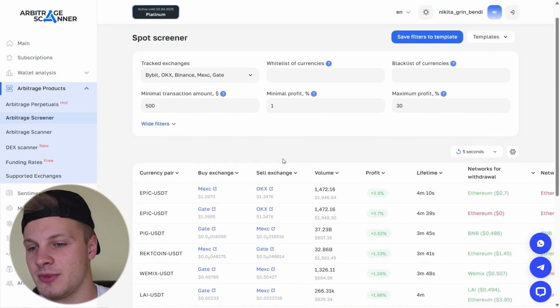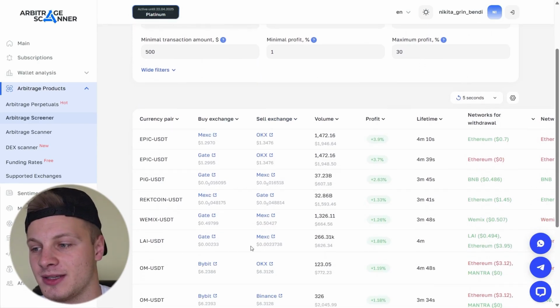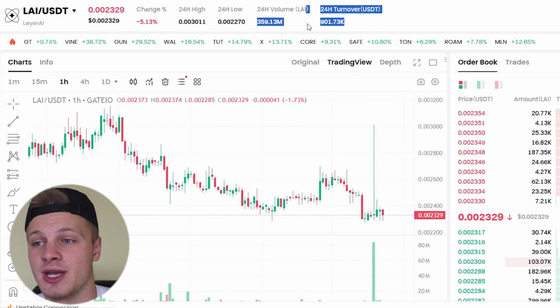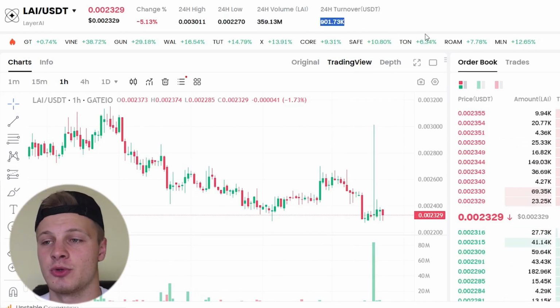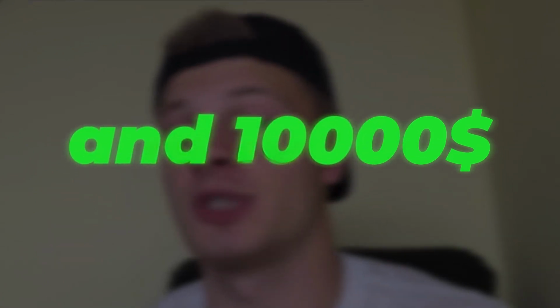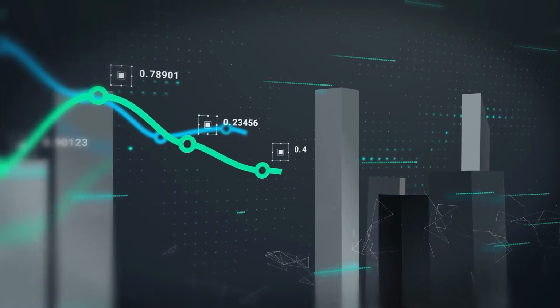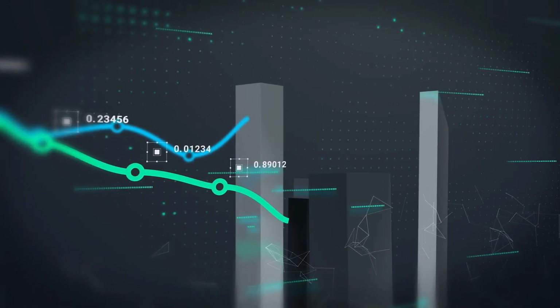I found a deal, let me show you, for the LAI token. Here it is. Be sure to check the trading volume, it should be high. Depending on your amount, if you want to trade say $500 and the trading volume here is $900,000, then you can easily trade your $500. You could even trade $5,000 or $10,000. But if you want to trade $100,000, then with this kind of volume it will be difficult and you'll have a significant impact on the price.